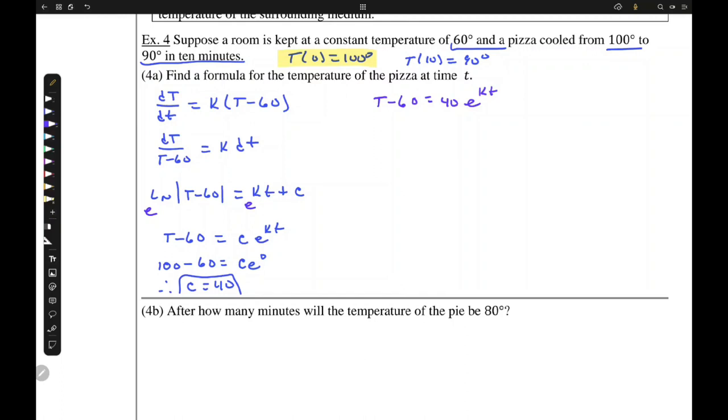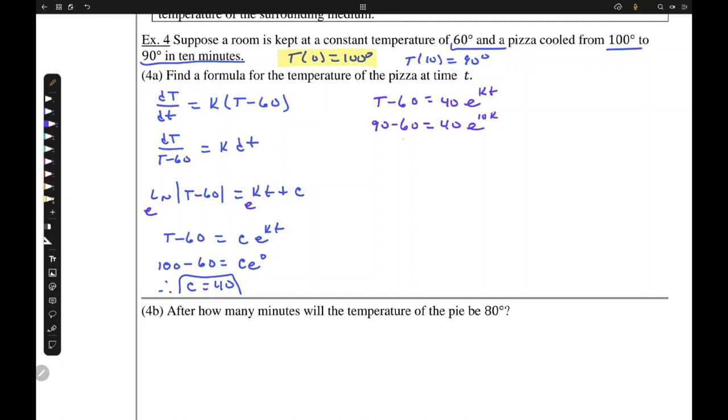And from there, we want to solve for that k, that constant of proportionality. So we're going to use our second condition that they gave us. When t is 10, when time is 10, our temperature is 90 degrees. And so we're going to plug that in right now. So 90 minus 60 is equal to 40 times e raised to the, so I'm going to write it as 10k. And then we're just going to solve.